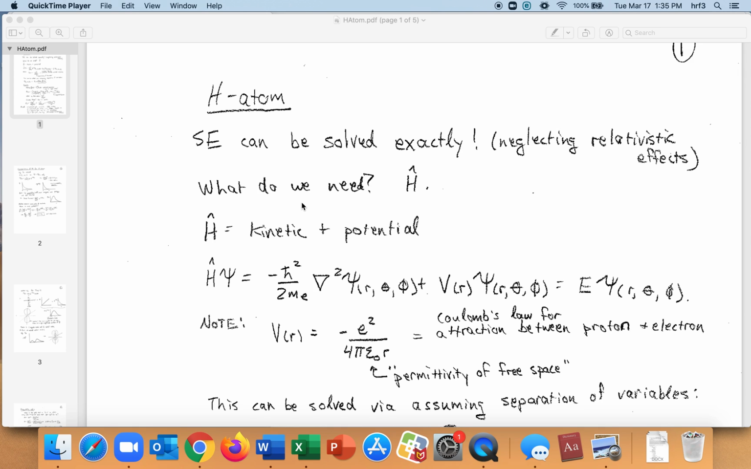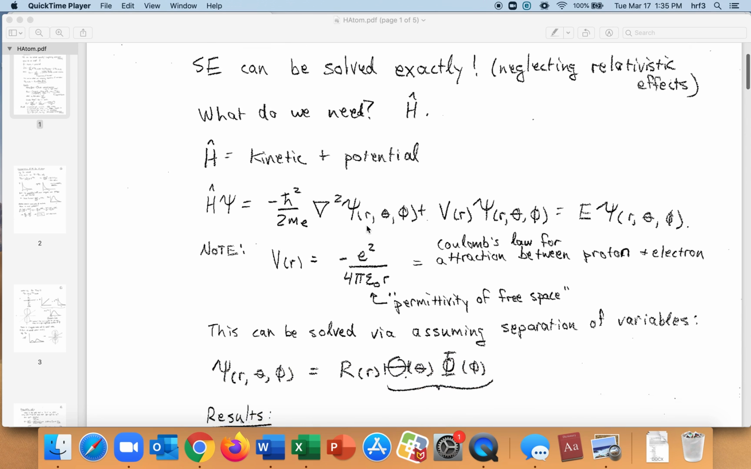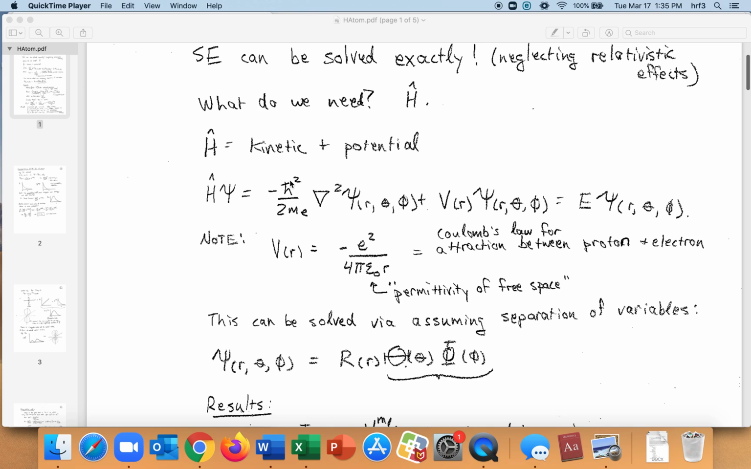But as usual, what do we need? We need the Hamiltonian. It'll come in two terms as usual, kinetic and potential. The kinetic will look familiar, so we've got negative h bar over 2 mass of the electron in this case. So the nucleus is at the origin, so it doesn't move, and we only have the electron moving around. And then del squared, so second derivative, and the wave function is a function of radius, theta, and phi.